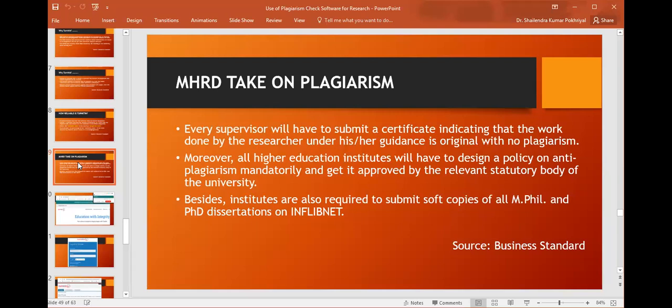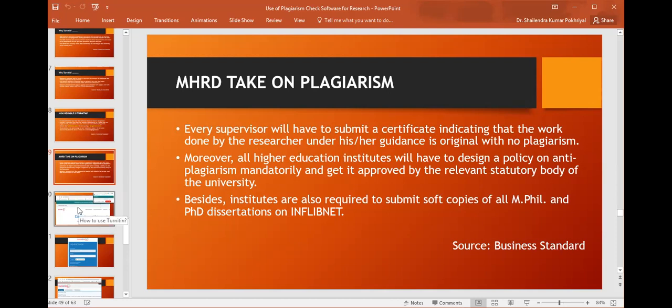Okay, sir. Next slide is the method to take on plagiarism. Every supervisor will have to submit a certificate indicating that the work done by the researcher under his or her guidance is original with no plagiarism. Moreover, all higher education institutes will have to design a policy on anti-plagiarism mandatorily and get it approved by the relevant statutory body of the university. Besides, institutes are also required to submit soft copies of MPhil and PhD dissertations on Shodhganga. So that we have already discussed.